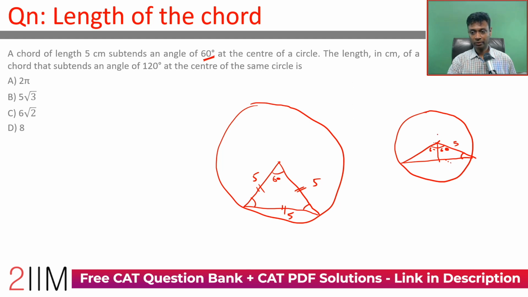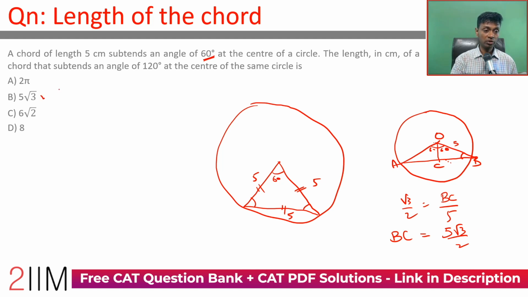Let's name this. If you've not got the answer, pause. Sine 60 is BC by OB. Root 3 by 2 equals BC by 5, or BC equals 5 root 3 by 2. BC is 5 root 3 by 2, AC is 5 root 3 by 2, AB is 5 root 3 by 2 plus 5 root 3 by 2, which is 5 root 3.